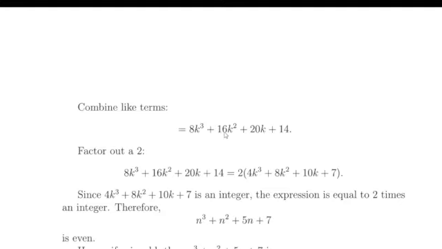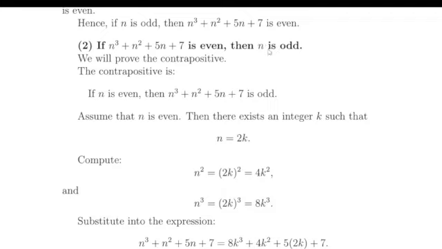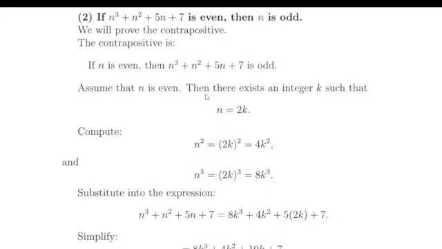Let's look at if n cubed plus n squared plus 5n plus 7 is even, then n is odd. Well, what we're going to prove instead is the contrapositive. That is, if n is even, then n cubed plus n squared plus 5n plus 7 is odd. So think of this as an inverse of the one-side direction we started off with. So let's start off with n being even.